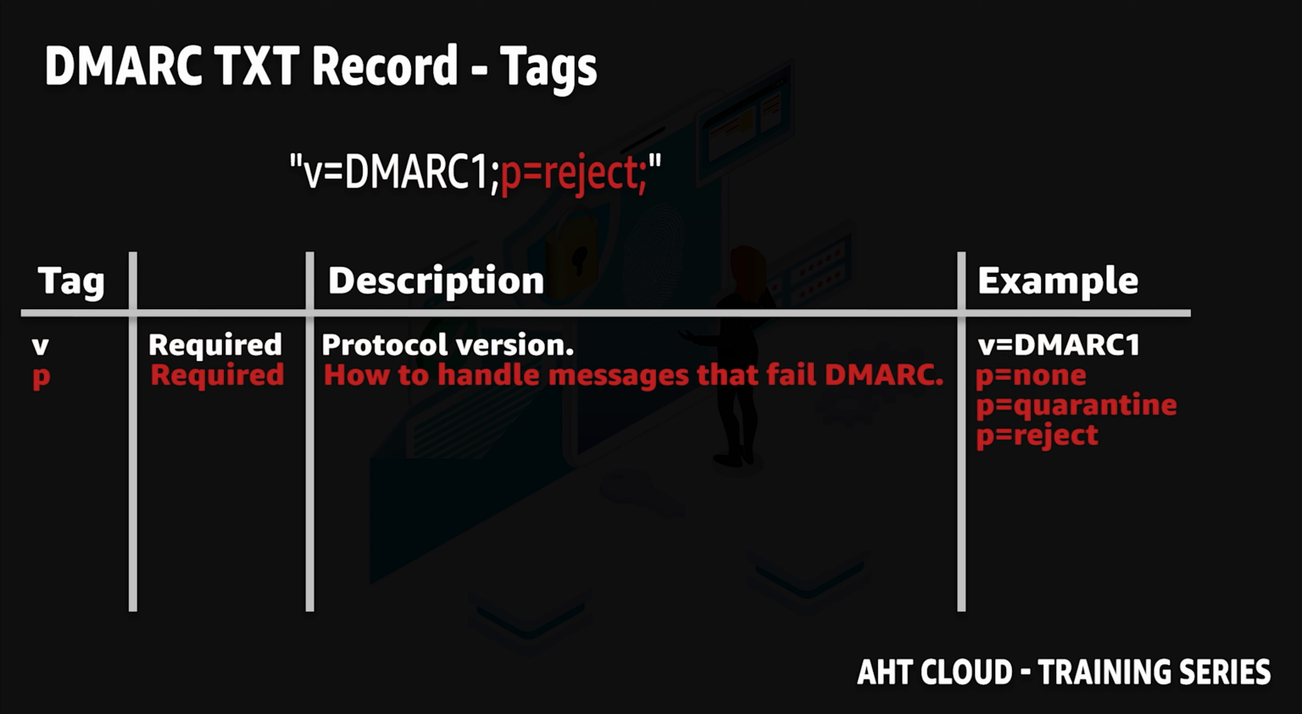The P tag allows you to specify how you want mail service providers to handle emails that are sent using your domain identity but are not aligned with your policy. You have three options: do nothing, or you can quarantine or reject the email. I highly recommend you set it to reject the email to prevent anyone from sending emails using your domain name. Both the V and the P tag are required. Now we will cover all the other optional tags.